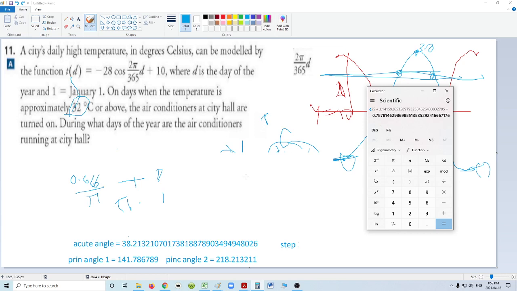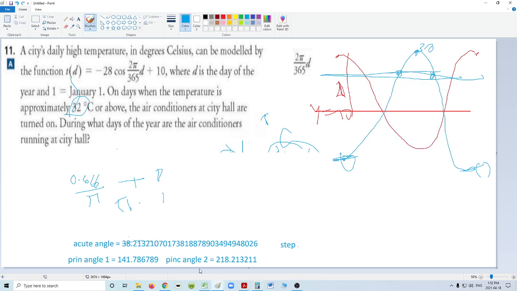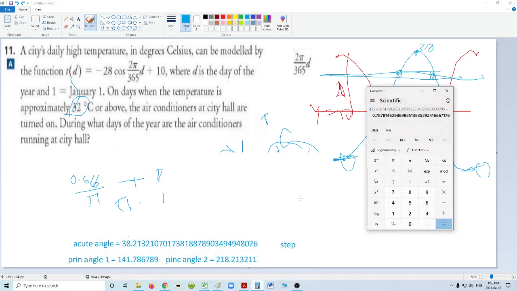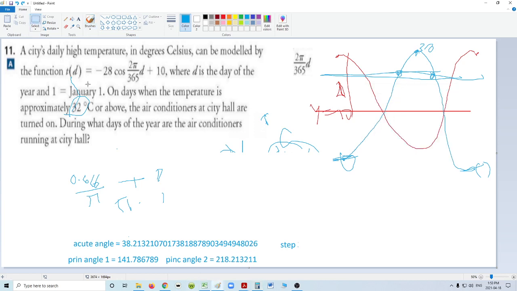So that would be one of the things. So let's see if this first one comes out to 0.7878 pi. All I do for this first one is divide 38.21. Oh no, sorry, the first angle is 141. So I take 141.786789, and I divide it by 180, and that will give me the pi radians. Yep, same thing. So either step works, and you can practice either way.